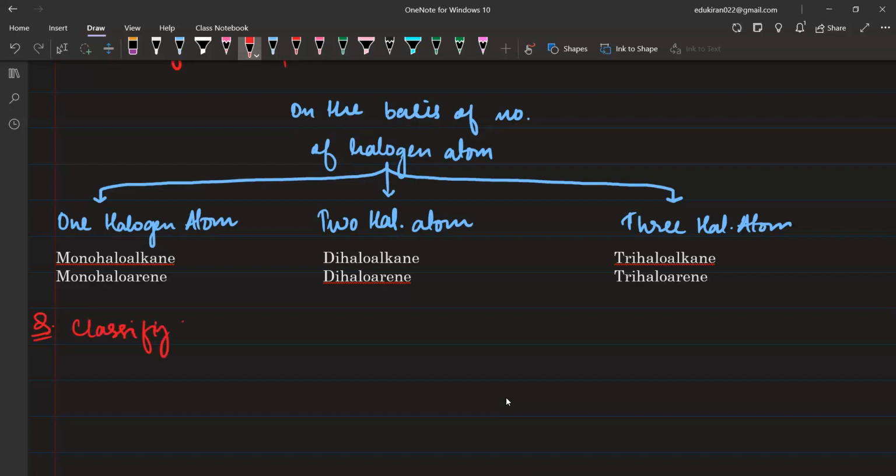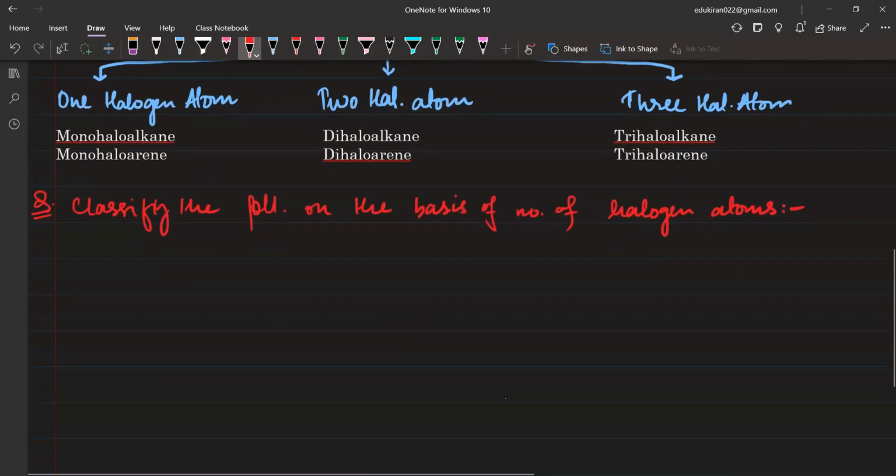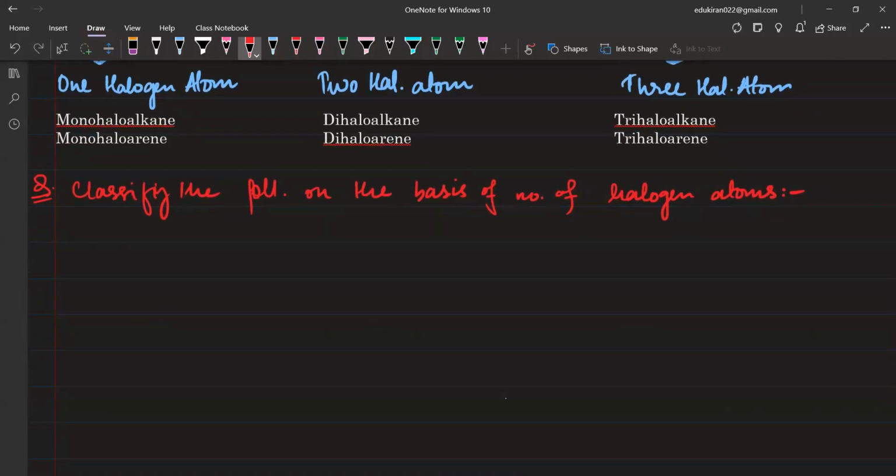Classify the following on the basis of number of halogen atoms. Number of halogen atoms. The first structure that you are having, pay attention: if it is benzene then it is a haloarene, if it is not benzene then it will be a haloalkane. Okay? Second structure.